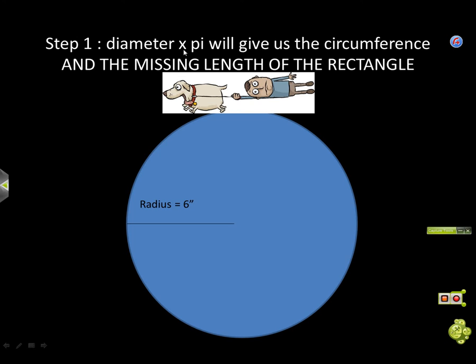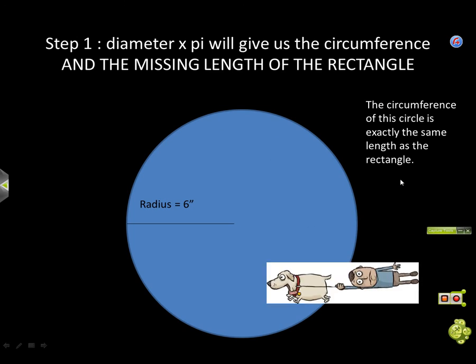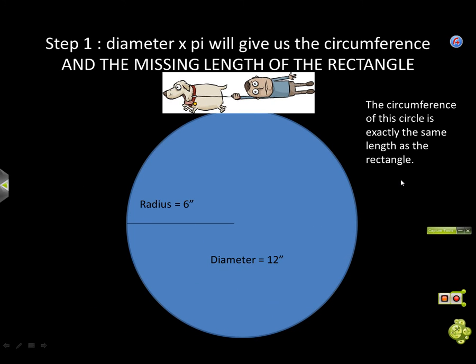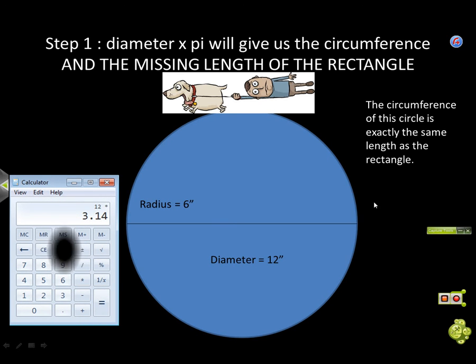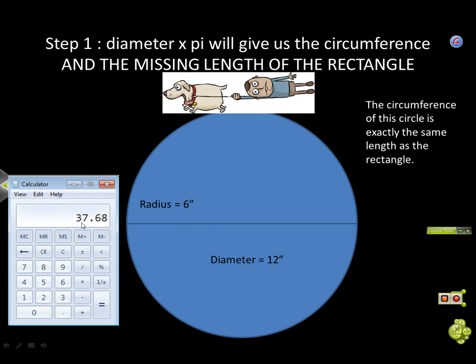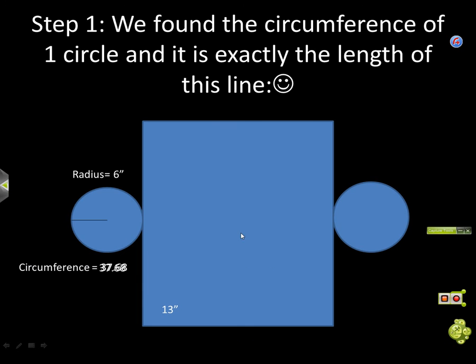Okay, and so we have to find the circumference of this circle. The circumference of the circle is exactly the same length as the rectangle, and circumference is around the outside of a circle. Okay, and to find circumference, we need the diameter. So we do the diameter times pi, and that gives us the circumference of the circle. So not only do we have the circumference of the circle, we now know the length of the missing line.